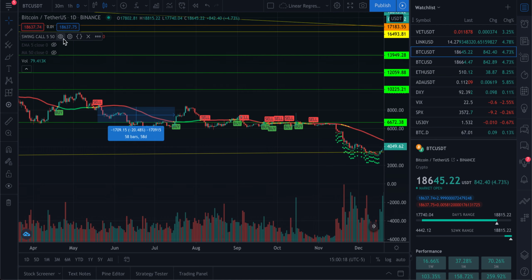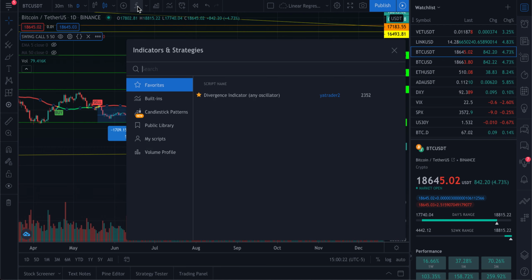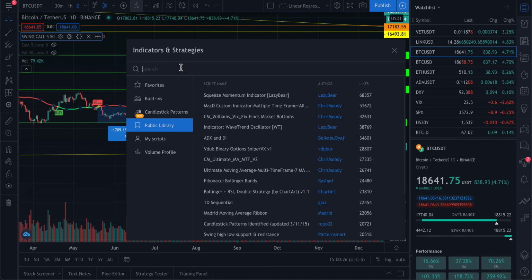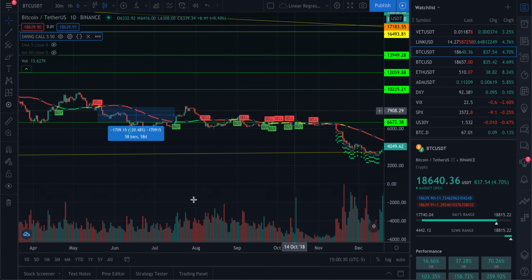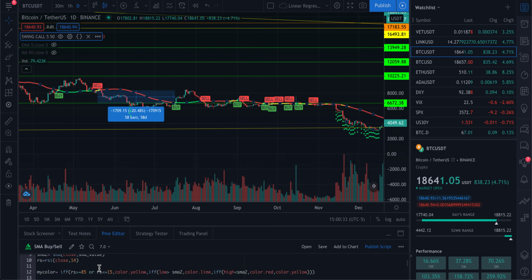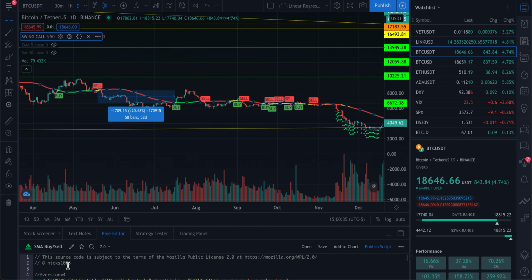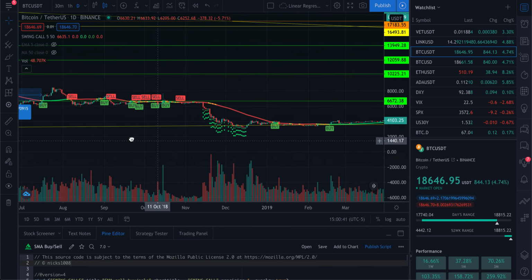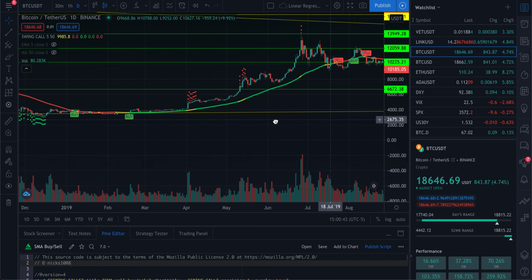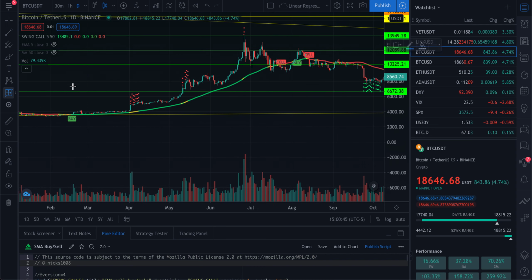If you want to find this indicator on TradingView, go up to the indicators and strategies, go to public library, and type in SMA buy/sell. Whoever made it was an absolute boss. I think his name is Cody. Oh no, Nick. Yeah, Nick 1008. Anyway, you are a boss. You made me a lot of money, man. I really appreciate it, and I just wanted to share this with you guys.